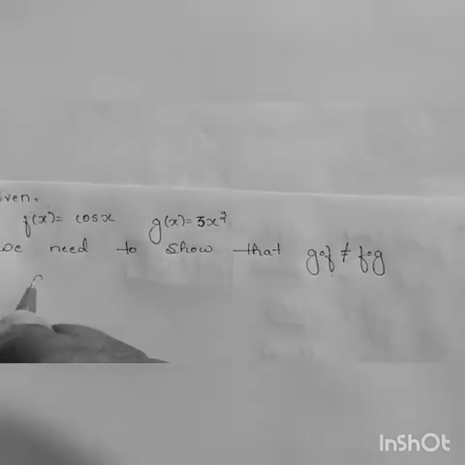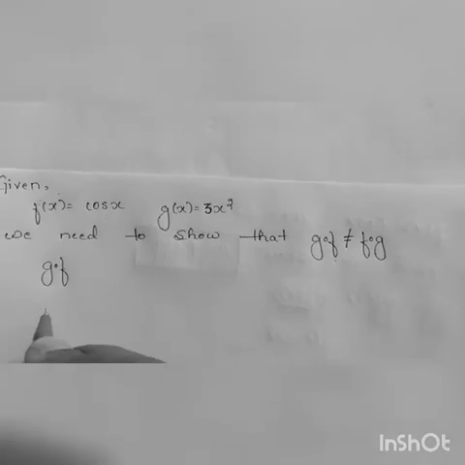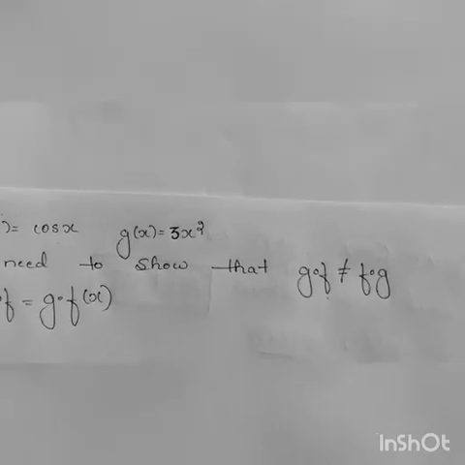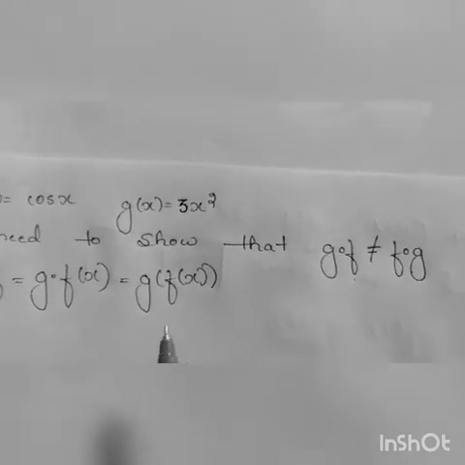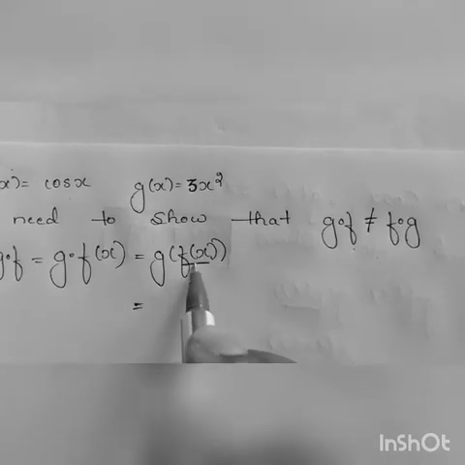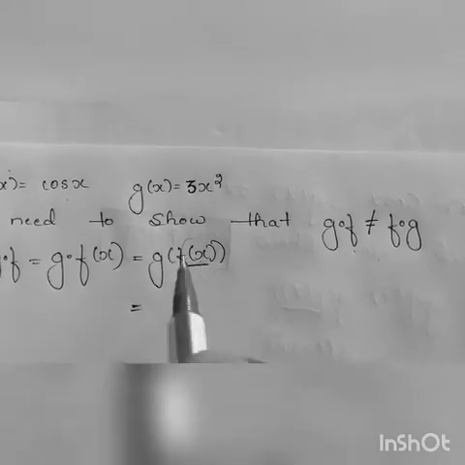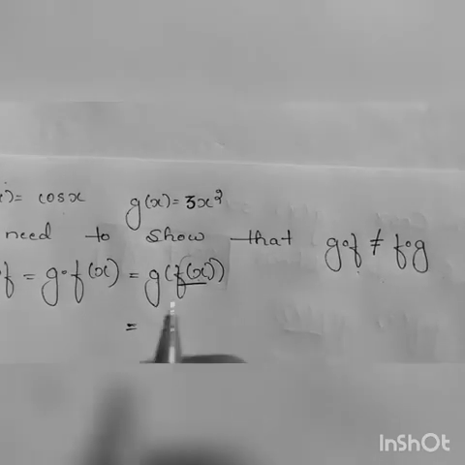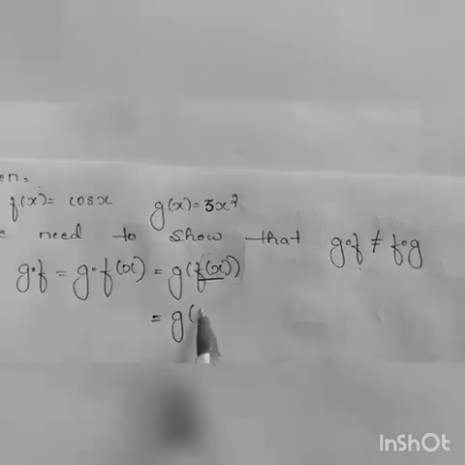Okay, g∘f. This can also be written as g(f(x)). First we consider the value of f(x), then we go for g. What is f(x) here? Cos x.